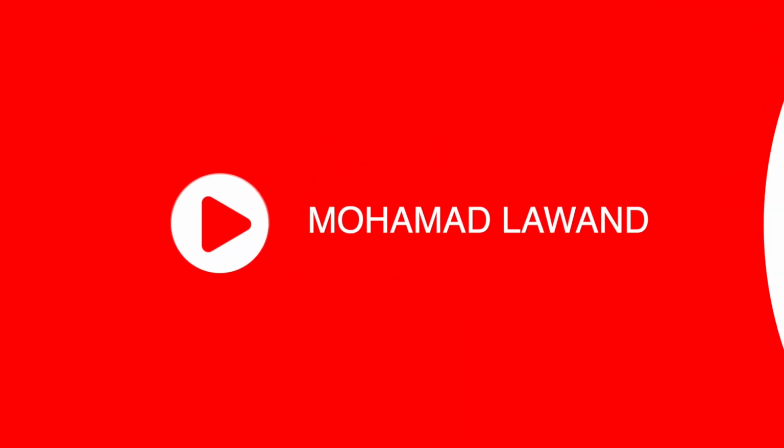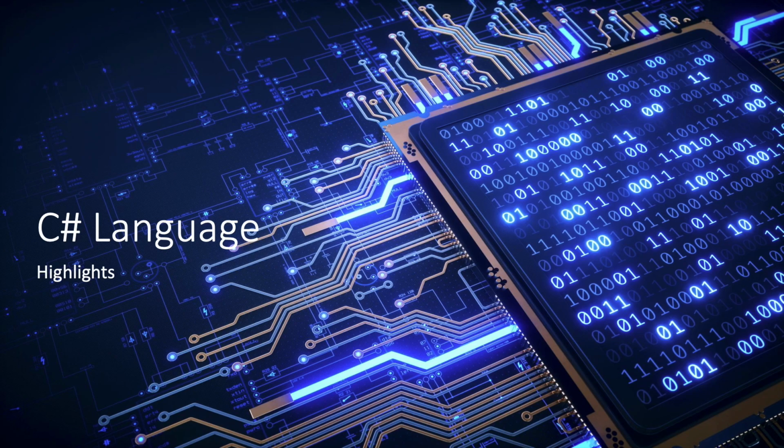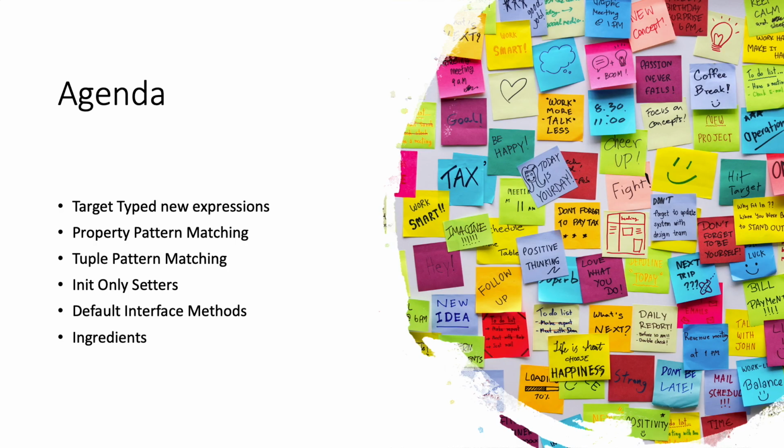I am Mohamad and today we'll be going through some of the C# 9 language highlights. So what are we going to be covering today? First we're going to be discussing target type new expression, and then we're going to be going through property pattern matching, tuple pattern matching, init-only setters, default interface methods, as well as the ingredients that we're going to be needing in order for us to explore all of these features.